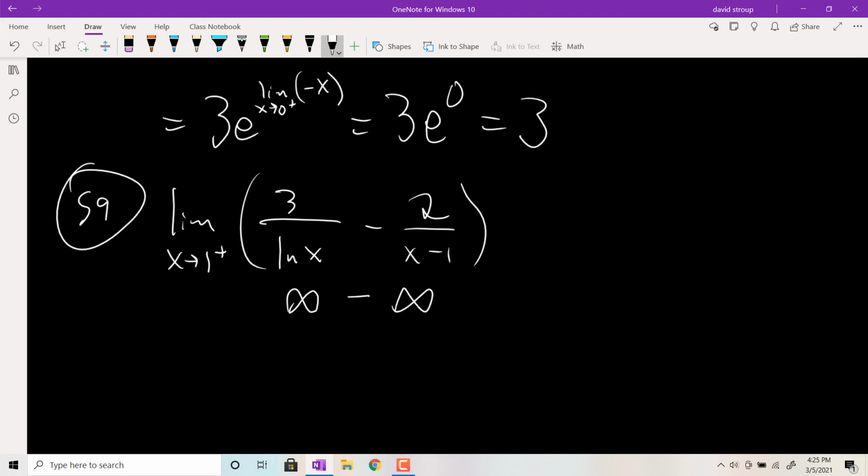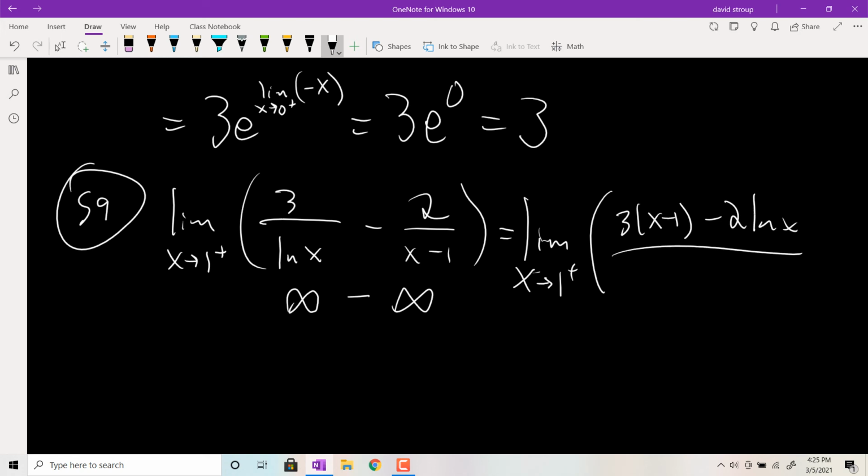Okay, so the remedy for this situation was to just make a common denominator. So you'd end up with 3 times x minus 1 minus 2 ln x all over x minus 1 times ln x. And then if you plug 1 into that, you're going to find, well, hey, that's 0 minus 0, so the numerator is 0, and the denominator 0 times 0 is 0, so you're going to have to apply L'Hopital's.